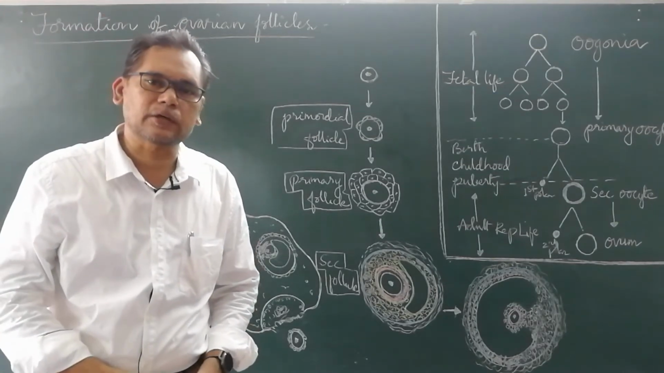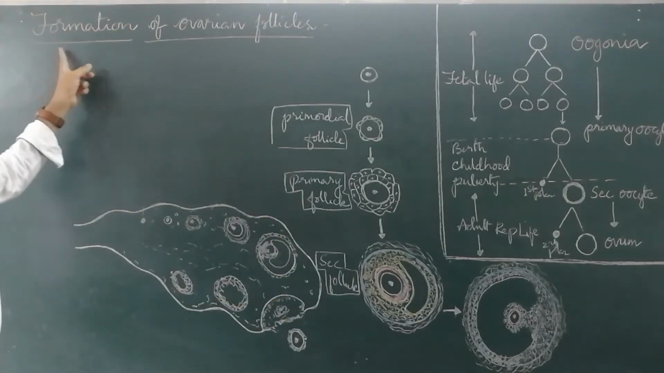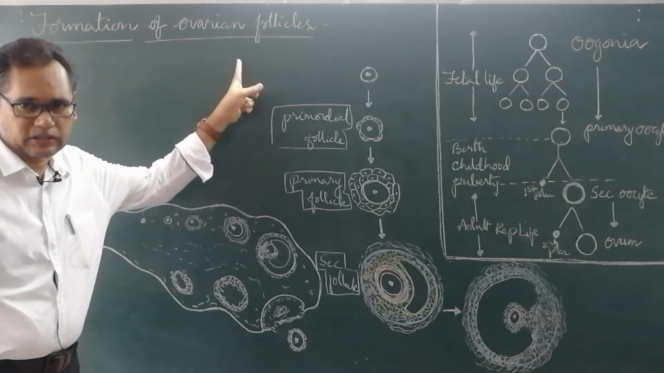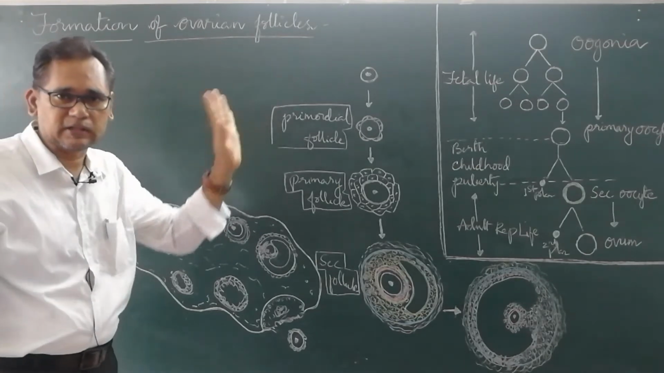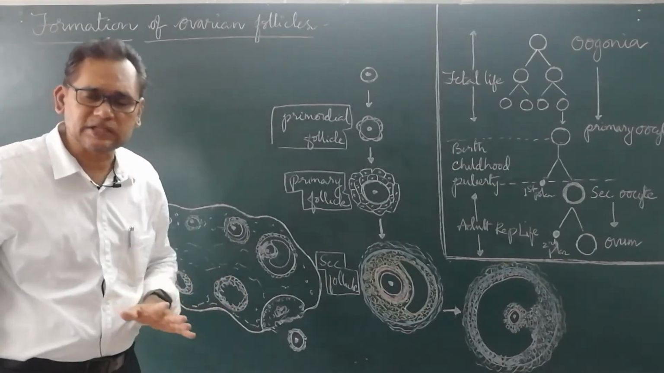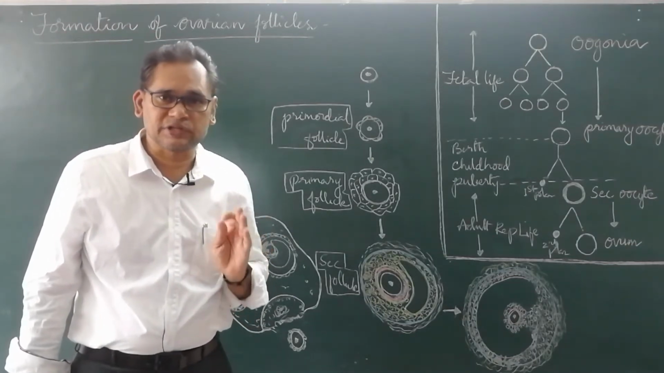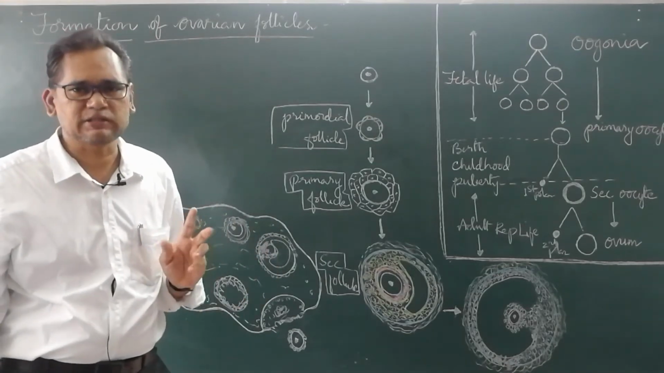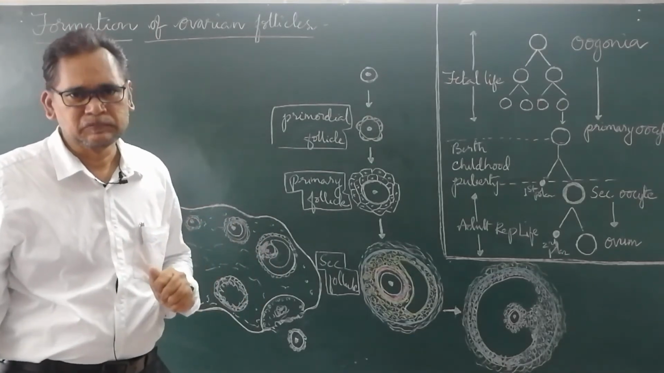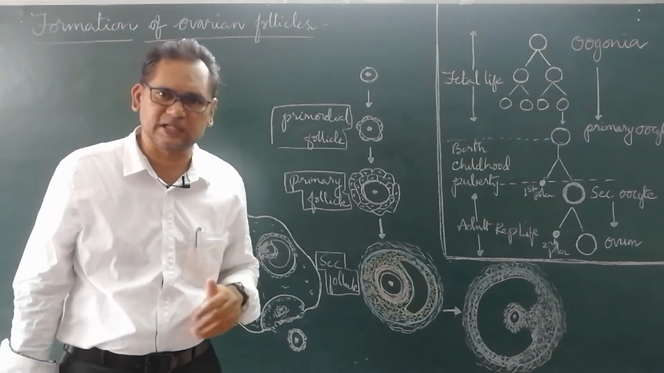Now today we are going to discuss the formation of ovarian follicles. This is the topic we are going to discuss, formation of ovarian follicles. In the previous class we discussed the process of formation of ovum, what we call the female gamete. The female gamete formation, oogenesis, was discussed in the earlier class.